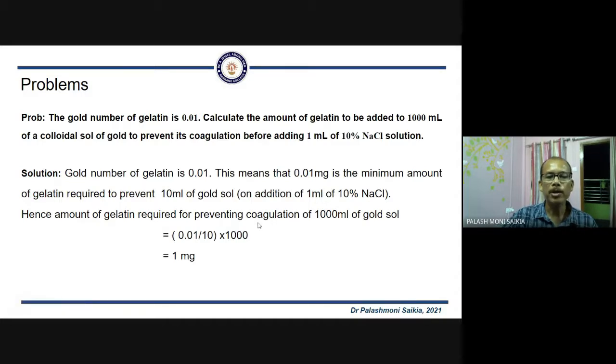So amount of gelatin required to prevent coagulation of 1000 ml. For 10 ml we need 0.01 milligram. So for 1000 ml, how much will we need? We'll need 1 milligram, that is 0.01 by 10 into 1000. So we need only 1 milligram to prevent the coagulation of 1000 ml of the colloidal gold sol. Okay, so this is the answer that we need. Very simple question, only 2 marks, asked in 2018.